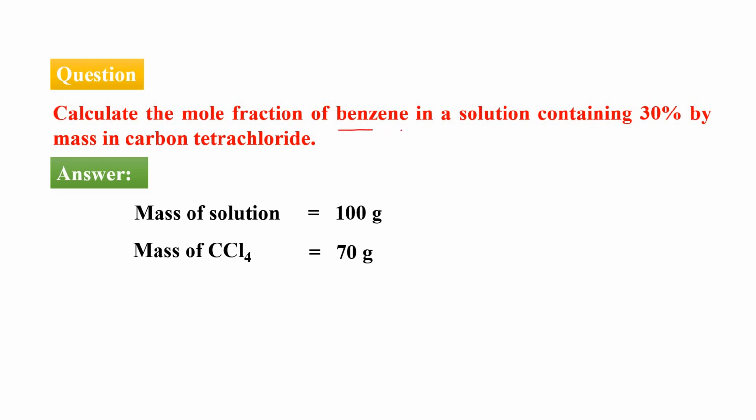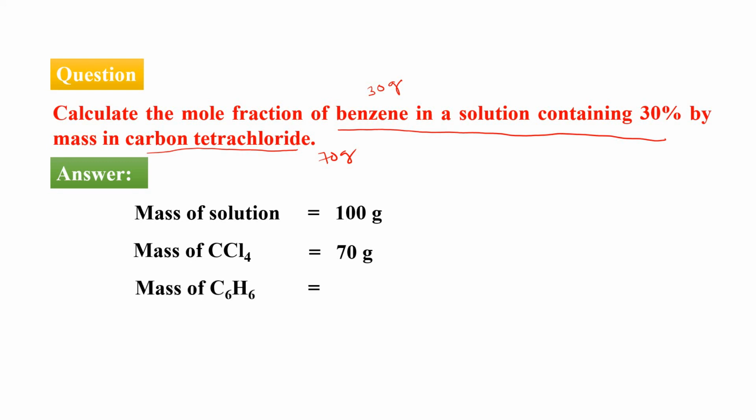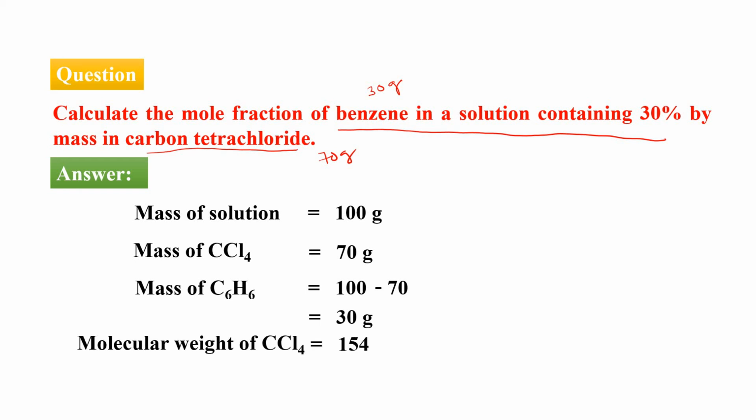So what are they saying? The mass of benzene in a solution containing 30%. That means the mass of benzene will be 30 grams here, right? And the mass of carbon tetrachloride will be the remaining 70 grams. So you got the mass of CCl4 and the mass of benzene. Now the molecular weight of CCl4: carbon is 12, chlorine is 35.5, multiply that by 4, you will get 154 here. The molecular weight of benzene will be 78.